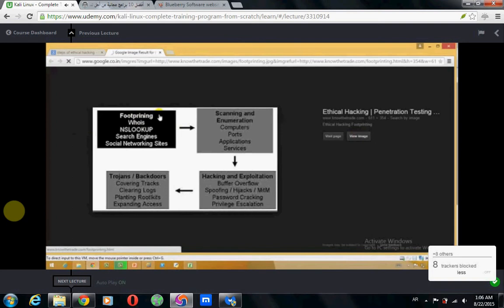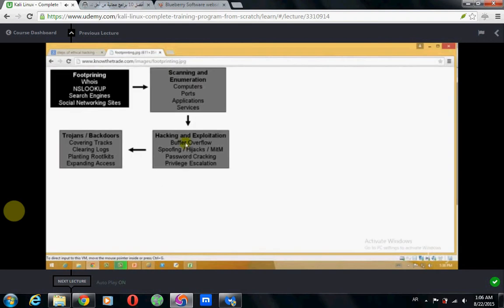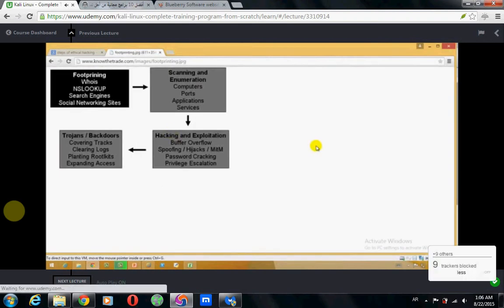The first thing we would be looking at today is footprinting: WHOIS, NSLOOKUP, search engines, and social networking sites. After that, scanning and enumeration: computer ports, which ports are open, which are not, and what the application services are. Then trojans and backdoors, viruses, and finally hacking and exploitation. That would be buffer overflow, spoofing, or different types of attacks, which includes even DDoS, which is not over here as of now. But yeah, these are things I would be teaching you.